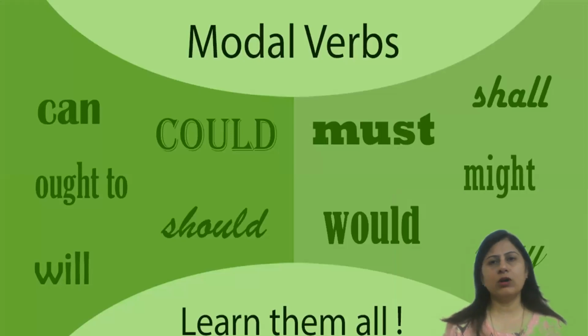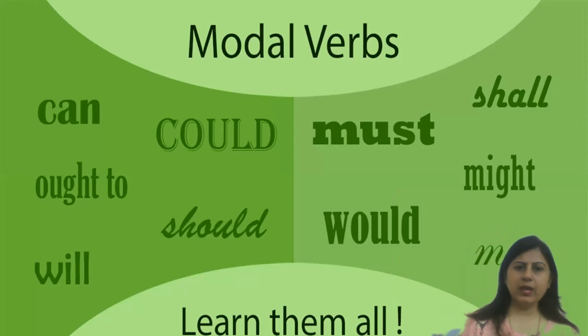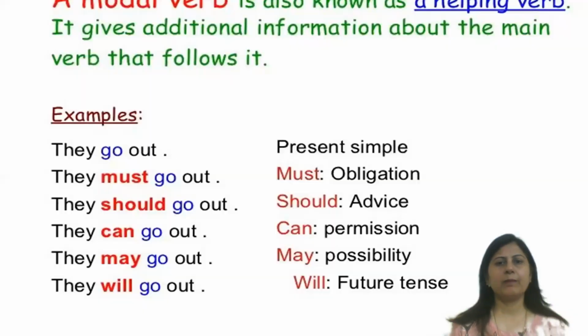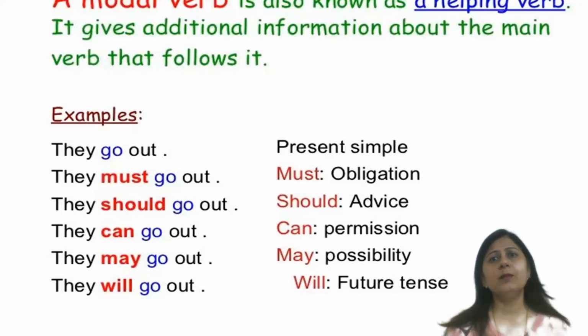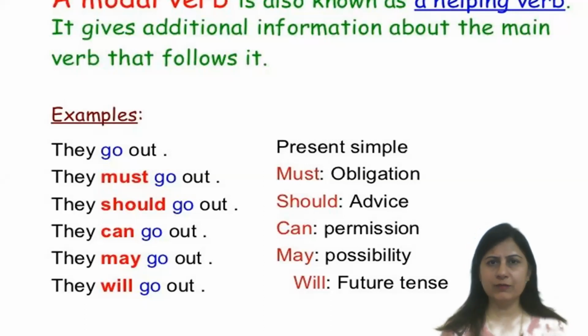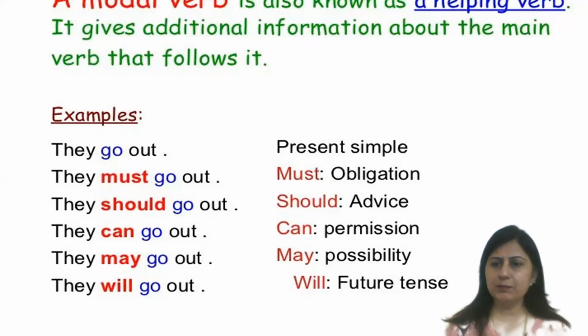These are different modal verbs like can, could, must, might, ought to, will, should, may, etc. Let us understand further. A modal verb, as I said, is a helping verb which adds meaning to the main verb. Like see these examples. They go out. This is a simple sentence without any modal. But if we add certain modals to it, it changes the meaning of that sentence.